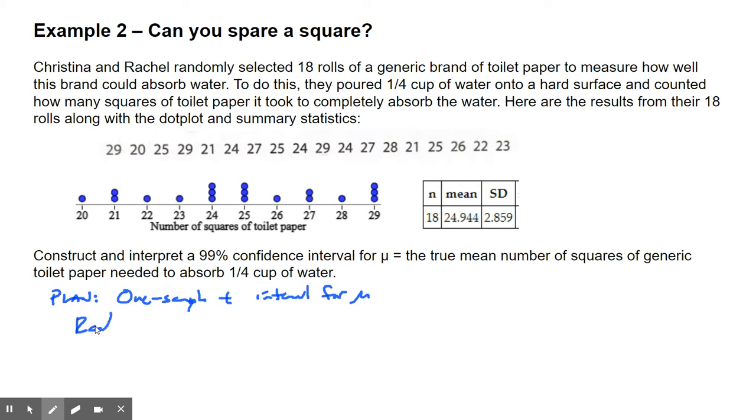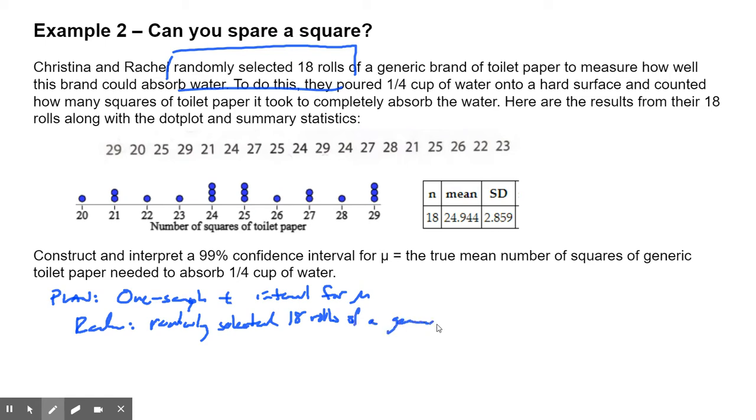Random condition: randomly selected 18 rolls of a generic brand of toilet paper.